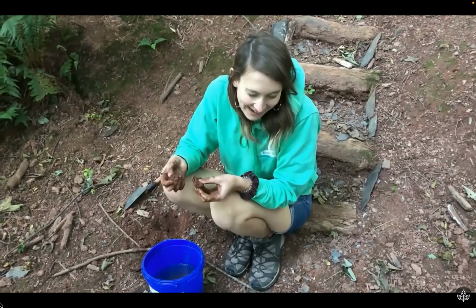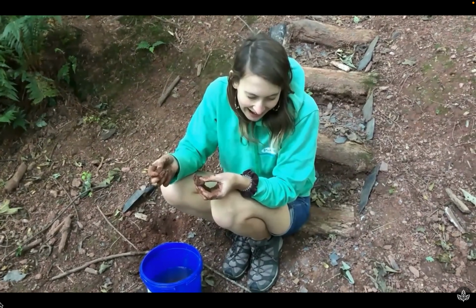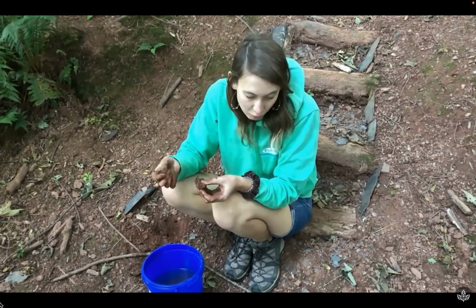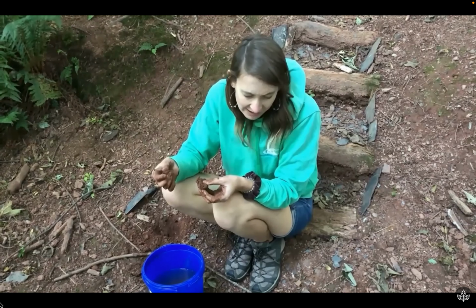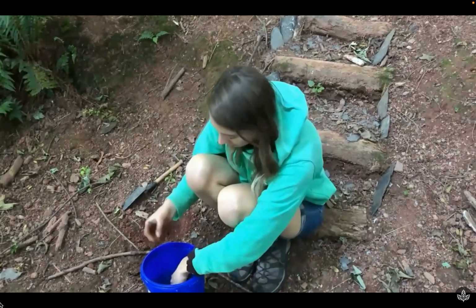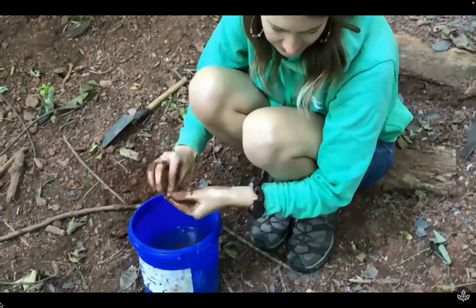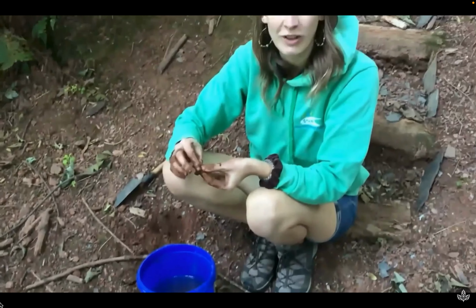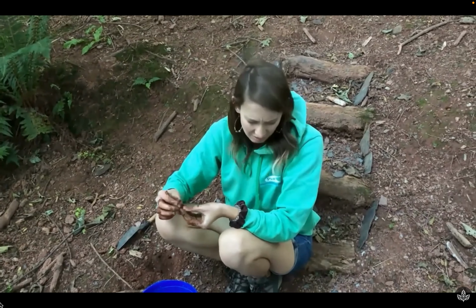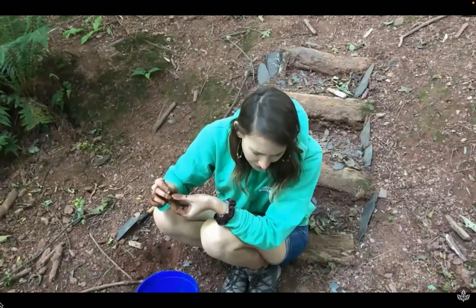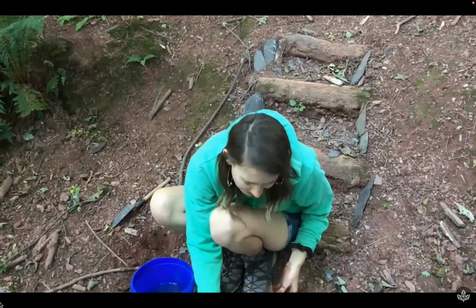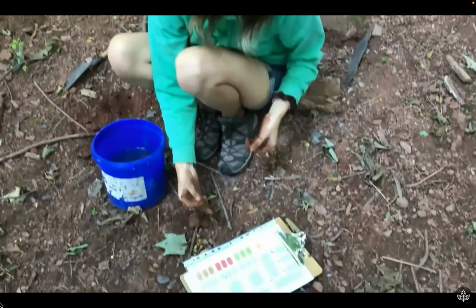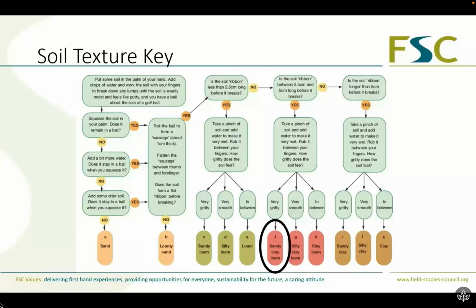Okay, so the next thing says take a pinch of soil and add water to make it wet. Rub it between your fingers, and how gritty does the soil feel? So this is going to be my pinch of soil. I'll add some more water to it. And yes, it feels very gritty. So I'm going to go with, if I said very gritty there, sandy clay loam.